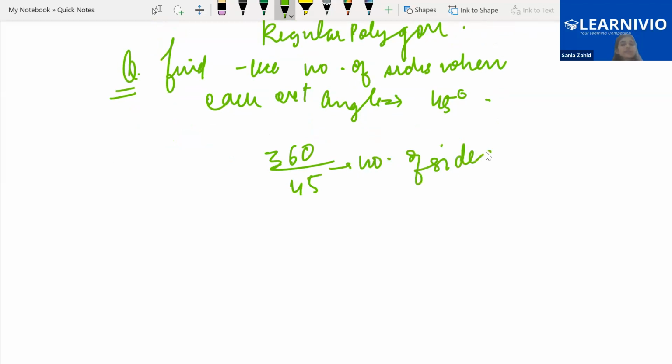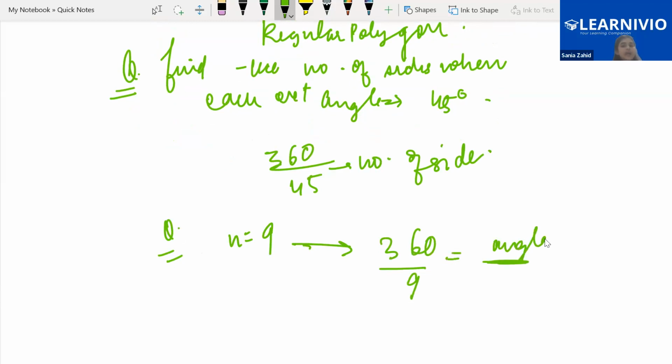Okay. And if the reverse is given, for example, the question says the number of sides are 9, and you have to tell me what is the measure of each angle, and it is a regular polygon. Now you will do the reverse thing, like you will divide 360 with 9, so you will get some angle. If you divide the angle with 360, you will get the side. If you divide the side with 360, you will get the angle. Okay, it's the reverse thing.